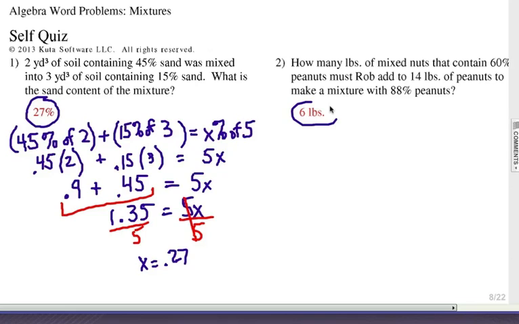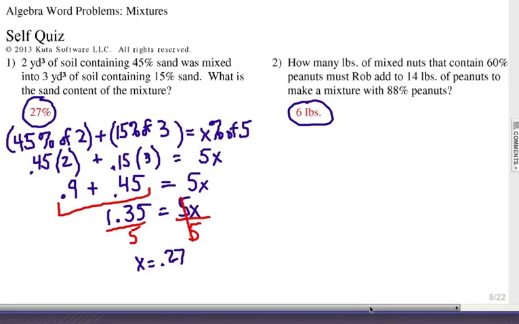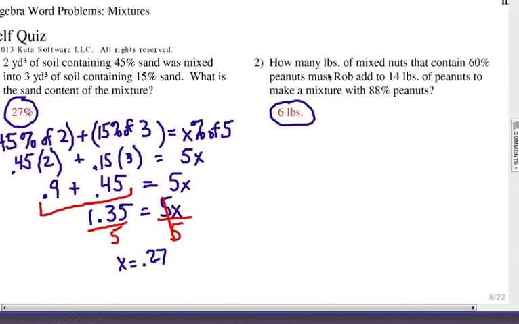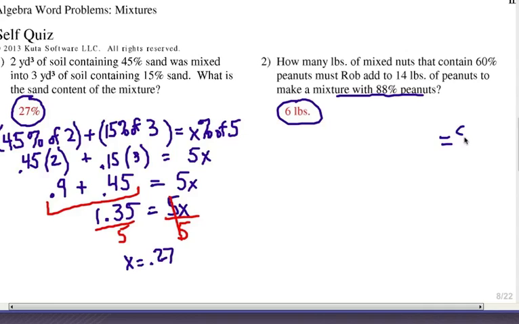Number 2, the answer is 6 pounds. All right, so how do we get that? Let me scoot this over a little bit. How many pounds of mixed nuts that contain 60% peanuts must Rob add to 14 pounds of peanuts to make a mixture with 88% peanuts? So the amount of actual peanuts in the first bag plus the peanuts in the second bag equals the amount of peanuts in the mixture. Well, in the mixture, we're going to end up here with 88%.